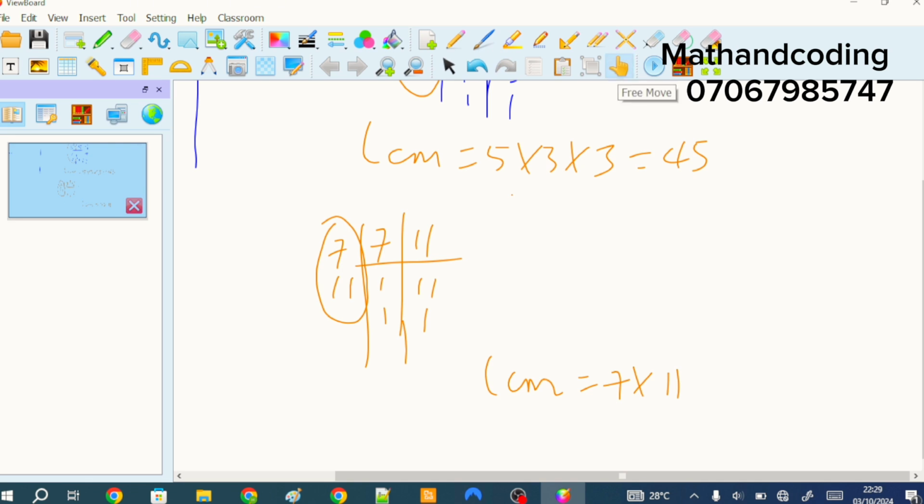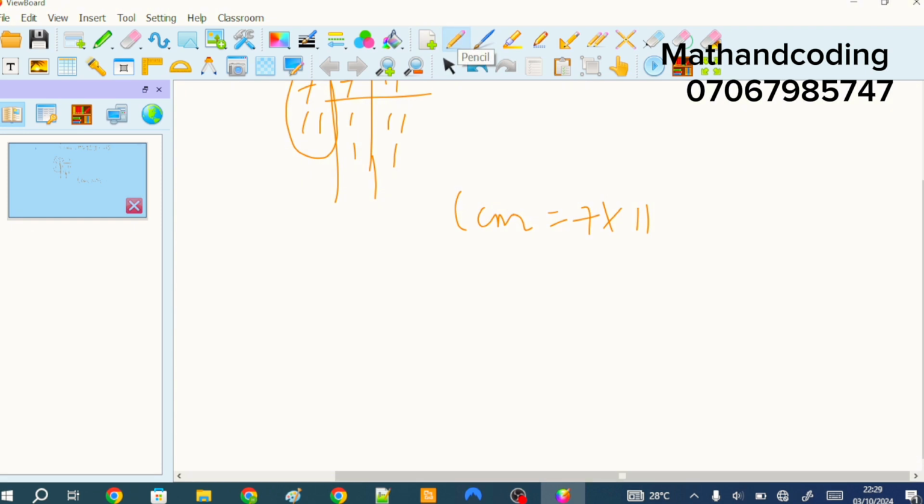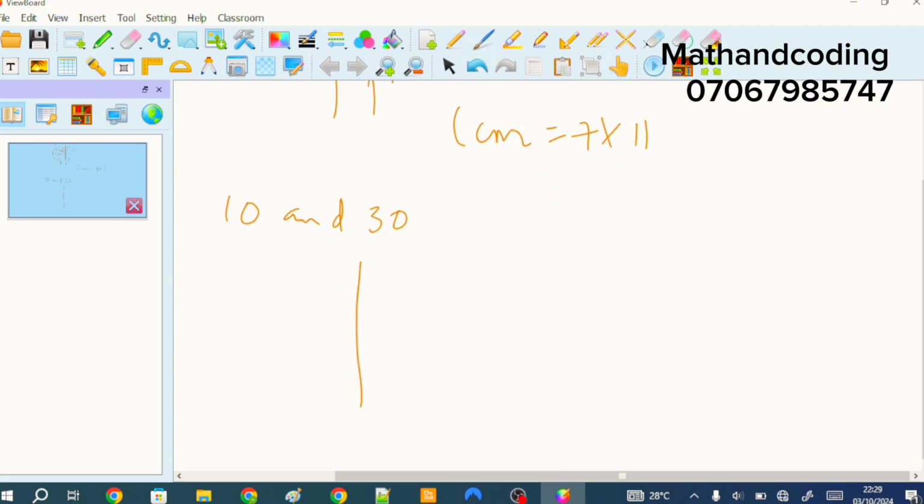So, what do you think? Let's take another example. Find the LCM of 10 and 30. Okay, just like we know, you draw this line, and then you have 30, and then you have 10. Look for a number that can divide 30 and 10 at the same time. If you don't have, look for a number that can divide either 30 or 10. So 2 can divide both 30 and 10. If 2 divides 10, we'll have 5. If 2 divides 30, we have 15.